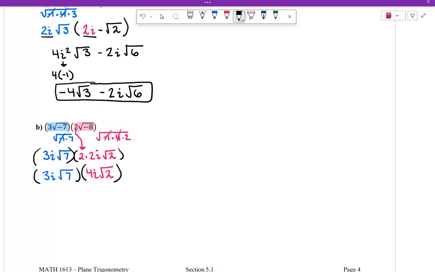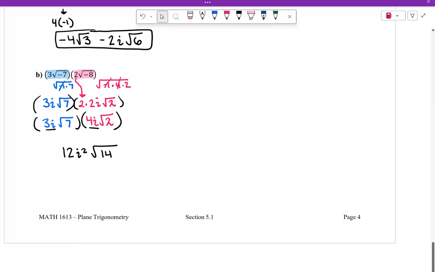So now let's go multiply this out. 3i times the 4i, because they're on the outside, is 12i squared. Square root 7 times 2 is the square root of 14. Now 14 does not have a perfect square. It's just 7 times 2. We don't have another option. So the only thing we need to fix is our i squared is a -1 times 12, which would make that -12 square root of 14.